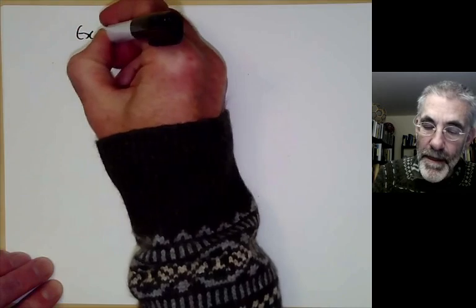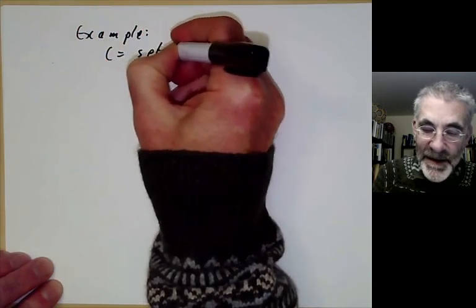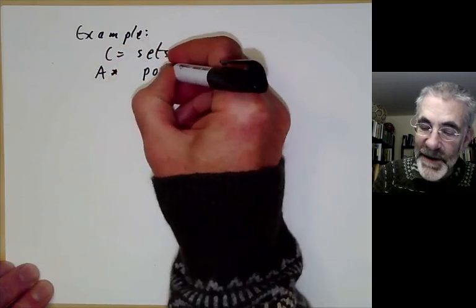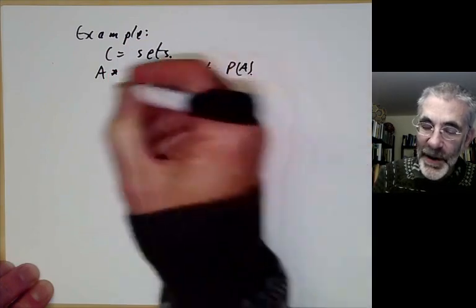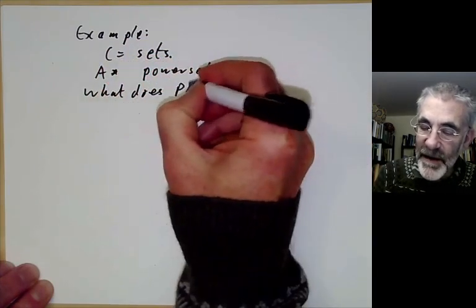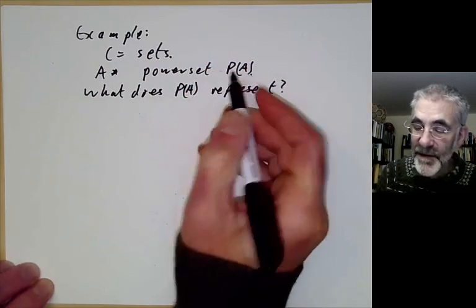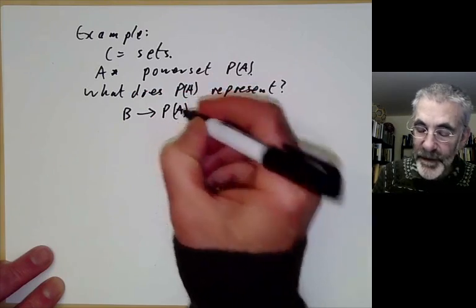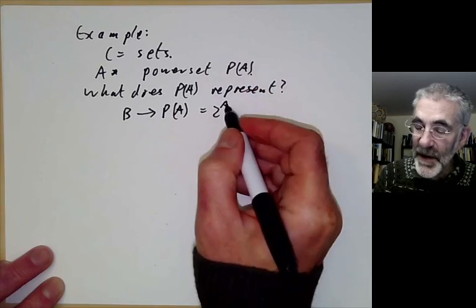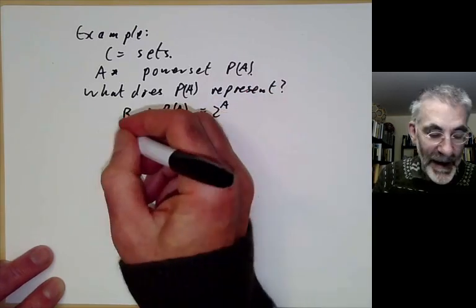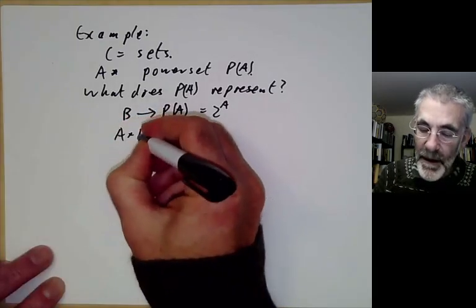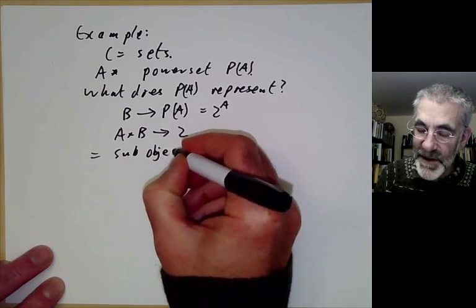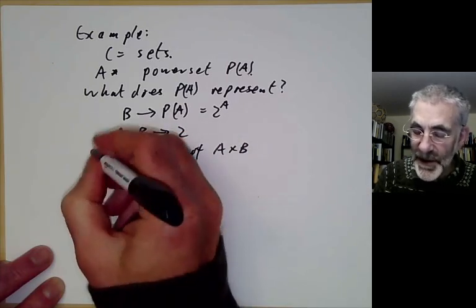So another example, let's take C to be the category of sets, and for an object A, we can consider the power set P(A). And we can ask, what does P(A) represent? So what is the functor corresponding to this object? Well, we need to know, what are the morphisms of sets from B to P(A)? Well, P(A) can be identified with maps from A to a two-element set. And this is the same as a map from A times B to the two-element set, which is the same as a subset of A times B, or at least it can be identified with this.